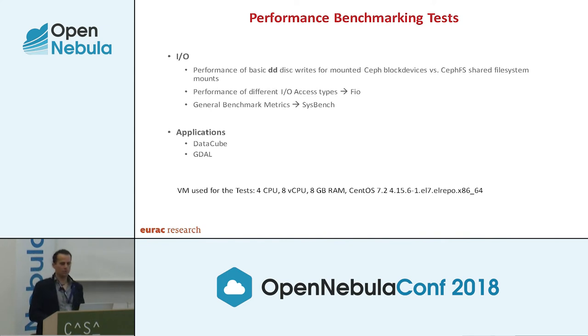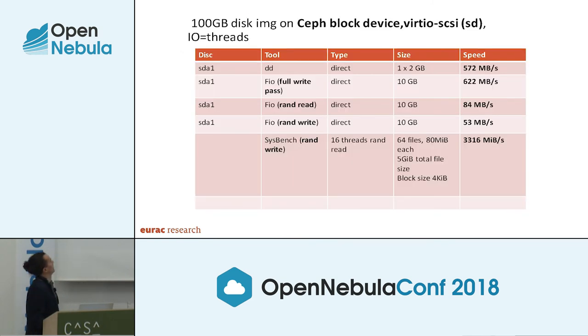For the performance benchmarking, we tried to analyze what the key elements are for Earth observation data. The most important thing is the I/O, and so we measured some performance metrics with standard tools like dd, flexible I/O, and SysBench, and also for some applications, which are GDAL and these data cubes. These are just some results. Here we had a disk image as a Ceph block device with virtio SCSI and I/O threads, because it was more convenient to use threads. These are the speeds which we measured.